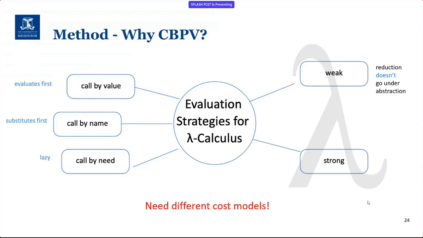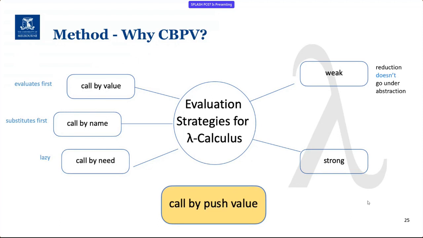And is there a way to do them once and for all instead of coming up with different cost models for different strategies every time? And the answer is yes. There is another strategy called call by push value. It's proposed by Paul Levy, and call by push value uses the pair thunk and force to let the user freely decide when they want to evaluate the arguments. So instead of always evaluating first or always substituting first, they can thunk the evaluation temporarily and force it when they want to evaluate later.